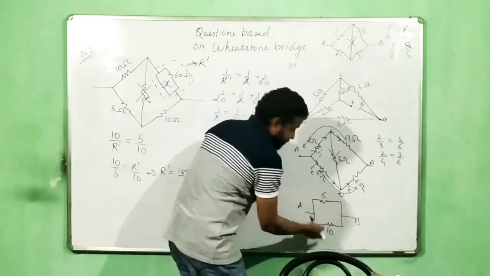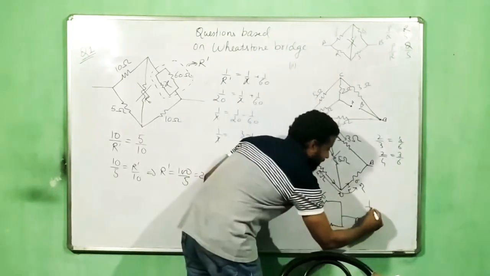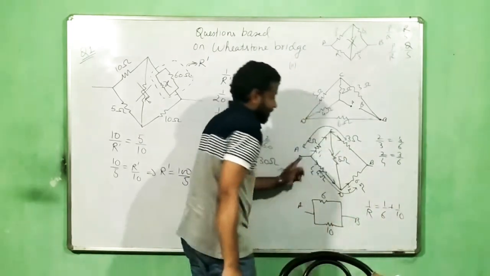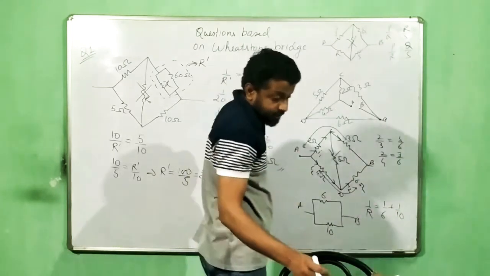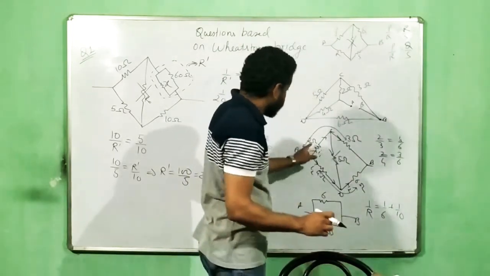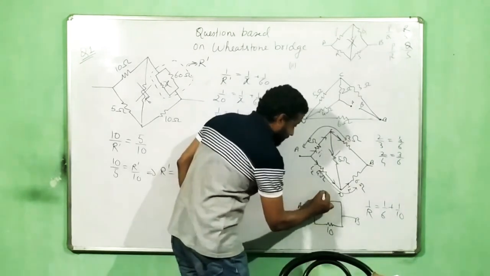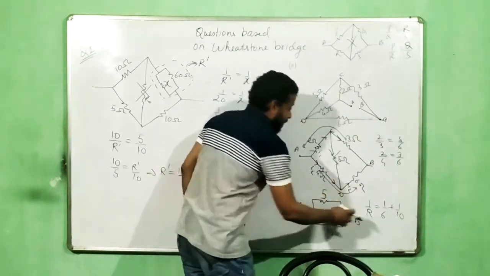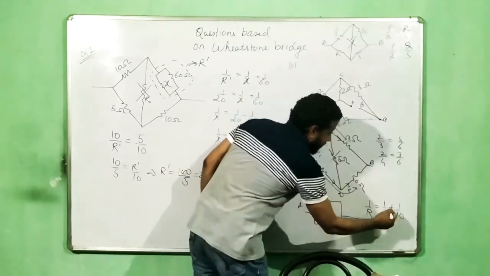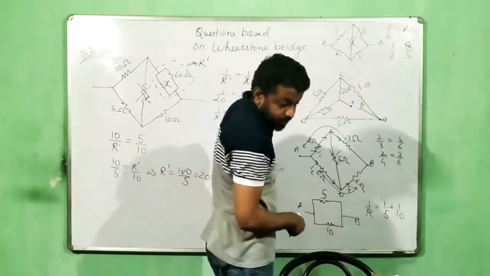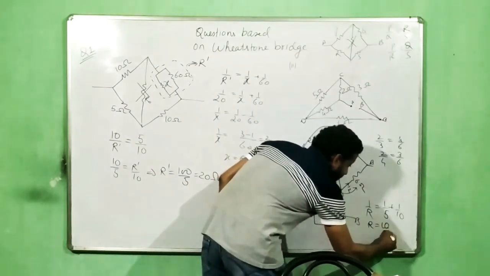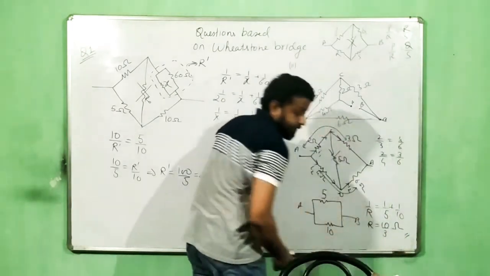And then we have to use the parallel method over here to find the R effective. So this becomes 1 by 5 plus 1 by 10. Okay, and when you solve this, you should get the answer as 10 by 3 ohm. So your answer will be 10 by 3 ohm after solving it.